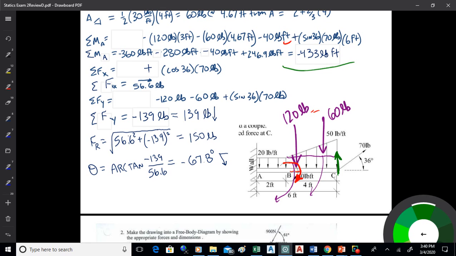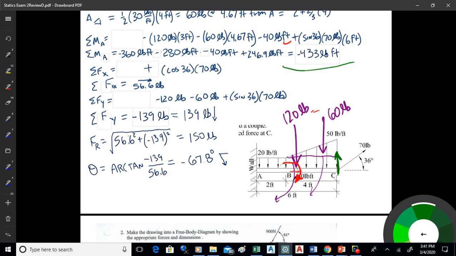All right, then sum of Fx is cosine 36 times 70. That's positive because it's to the right. So it's 56.6 to the right. Sum of Fy is 120 and 60 down, so they're both negative, plus sine 36 times 70, which is up. The sum is negative 139, so it's down. So sum of Fy is negative 139, sum of Fx is 56.6. If I take negative 139 over 56.6 and take an inverse tangent, I get negative 67.8.